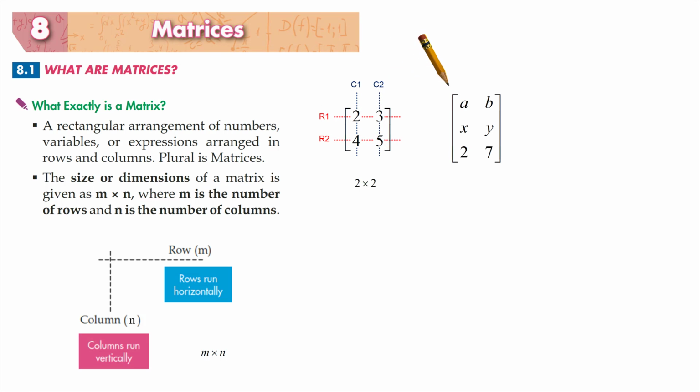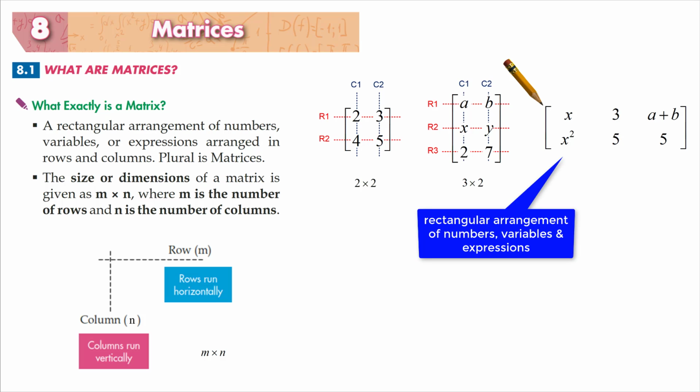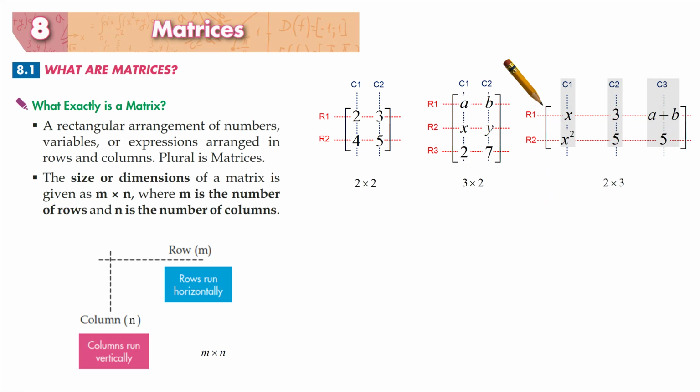Here's another one, a, b, x, y, 2, and 7. This is a rectangular arrangement of variables and numbers. It has 3 rows and 2 columns. And another one, a rectangular arrangement of variables, expressions, and numbers with 2 rows and 3 columns.